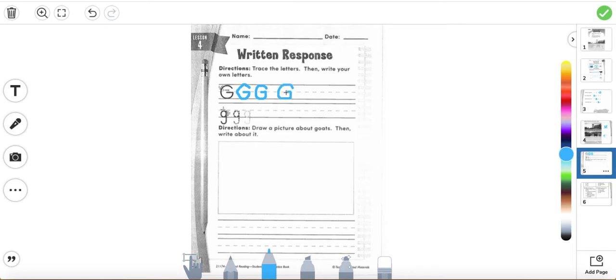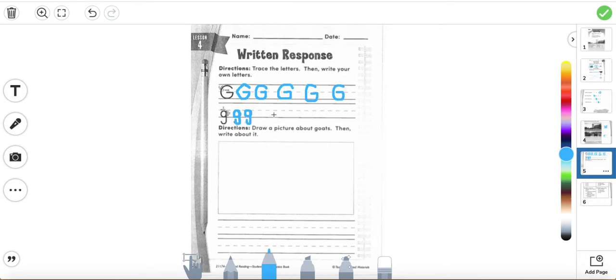1, 2, 3. Next, we're going to go ahead and look at the lowercase g. So you're going to go ahead and start at the top, which is the middle of the line. You're going to do your circle, and then you're going to go down and around. So you see the little tail hangs around and then down, and you're hanging.